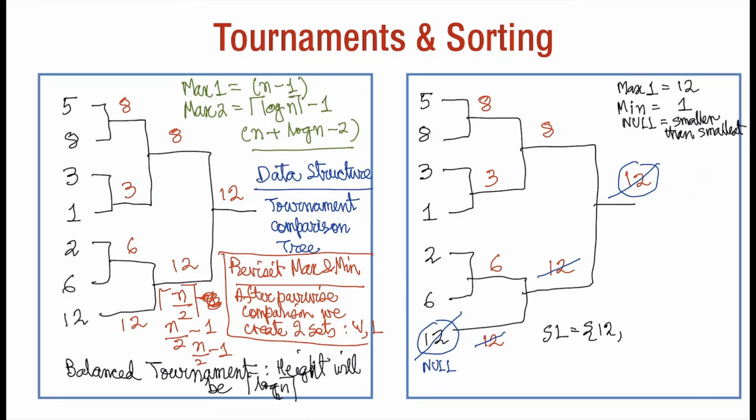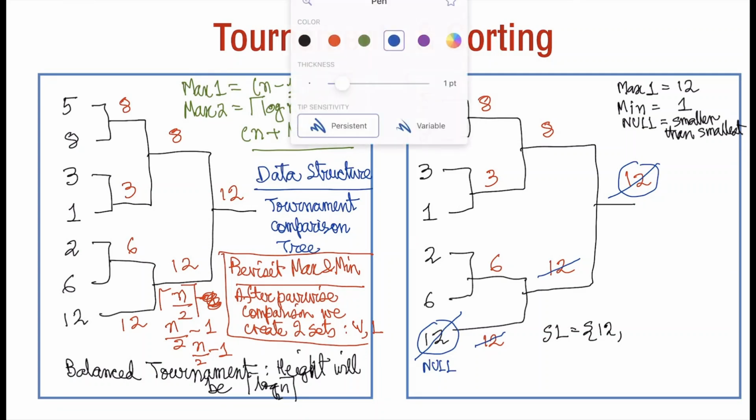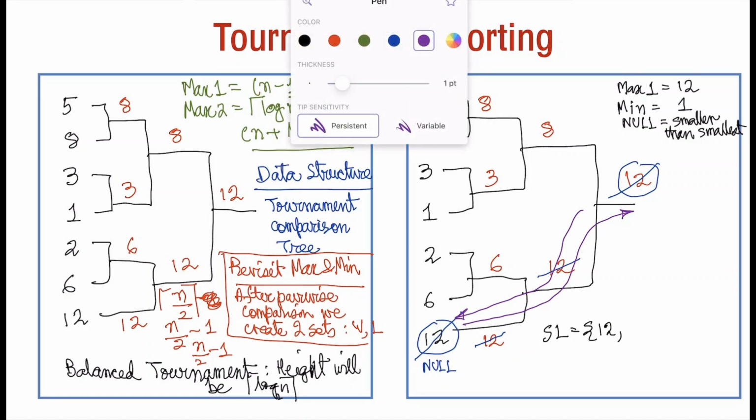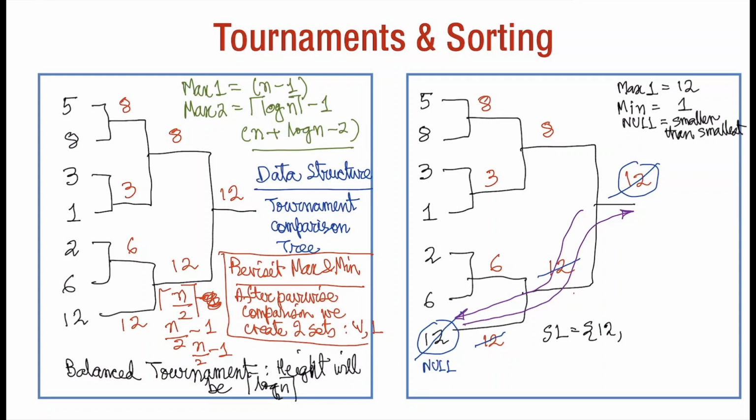So we have removed the max element, put it into our list SL, and we have gone back along this path and replaced it by null. Then we again retrace the comparison only along this path. If we retrace the comparison only along this path, then what do we get? The new value here will become 6, because null is smaller than the smallest, and 6 and 8 will compare to give us 8.